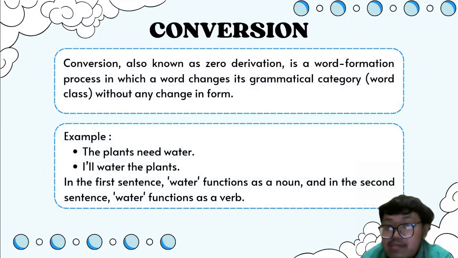Next, we have conversion. Conversion, also known as zero derivation, is a word formation process in which a word changes its grammatical category or word class without any change in form. For example, there are two sentences. The first sentence is "the plant is water," and the second sentence is "I water the plants." In the first sentence, water functions as a noun, and in the second sentence, water functions as a verb.